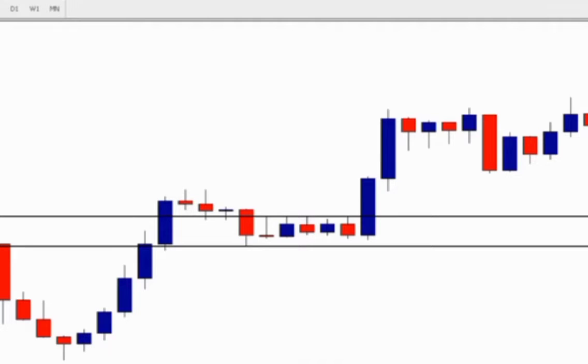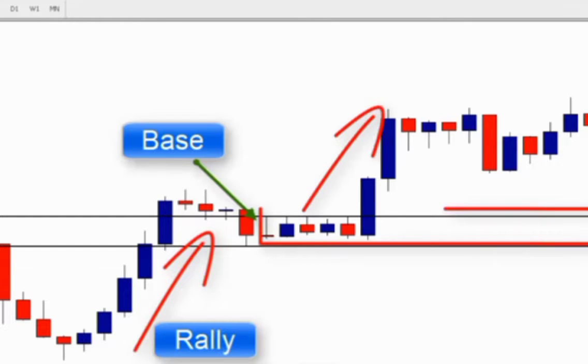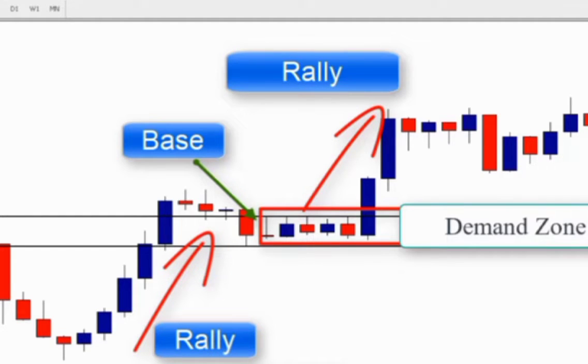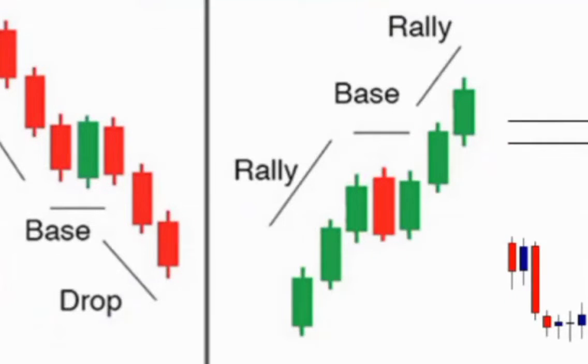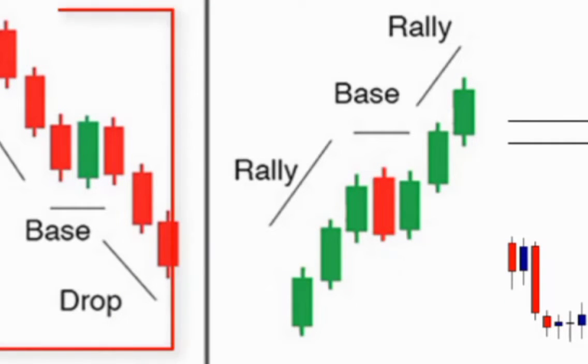Let's look at another example. As you can see here, this is a rally followed by a consolidation and another rally that creates the demand zone. A rally-based rally is a continuation pattern that forms during an up move. The first rally is a move up, followed by a small consolidation, and followed by another move up that creates the demand zone. Now let's move to the next continuation pattern, which is the drop-based drop.